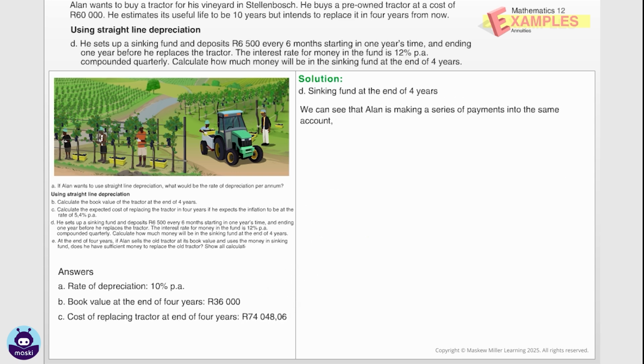We can see that Alan is making a series of payments into the same account, which is the sinking fund. We need to calculate the future value of these payments as Alan is saving up to replace his old tractor. The payments are starting in 1 year's time and ending 1 year before he replaces the tractor. Hence, let us make use of a timeline to calculate the time periods and the number of payments accurately. Since the payments are being made every 6 months, let us denote those points in time in the timeline.